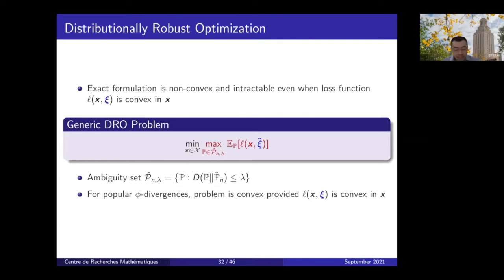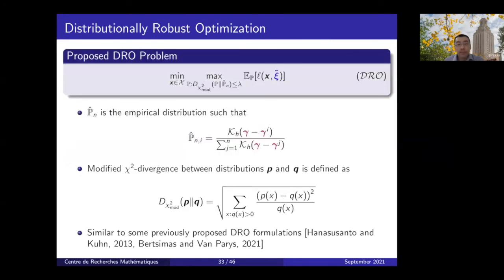So usually the ambiguity set is defined in terms of an epsilon, or here lambda, neighborhood around the empirical distribution with respect to a prescribed distance d. And when a phi divergence is used as the distance, one can show that the problem is convex. So here we construct the empirical distribution based on the normalized kernel weights that we obtain from the Nadaraya-Watson estimator. And we use the modified chi-square divergence to measure the distance between distributions in the ambiguity set.